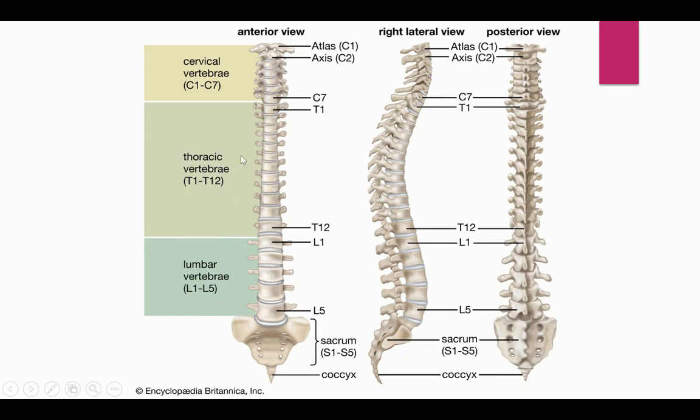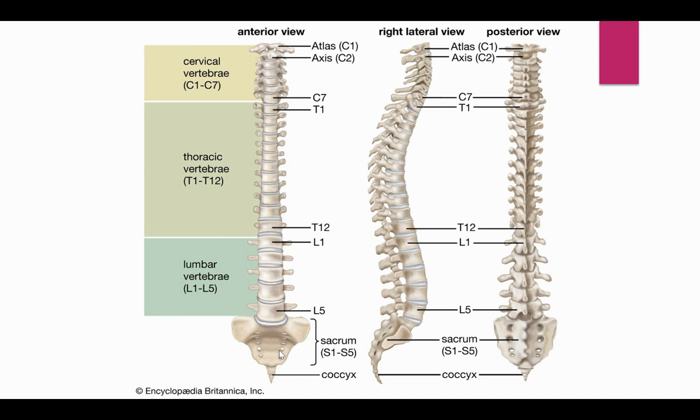Cervical, we have seven. Thoracic, we have 12. Lumbar, we have five. Pelvic, we have nine. The first five are going to form sacrum, and then the posterior four are going to form coccyx, which is the tailbone. If you count them, 7 plus 12 plus 5 plus 9, do the math, you'll have 33 vertebrae. But when you talk about bones, there are 26 bones in the vertebral column. 33 vertebrae and 26 bones.